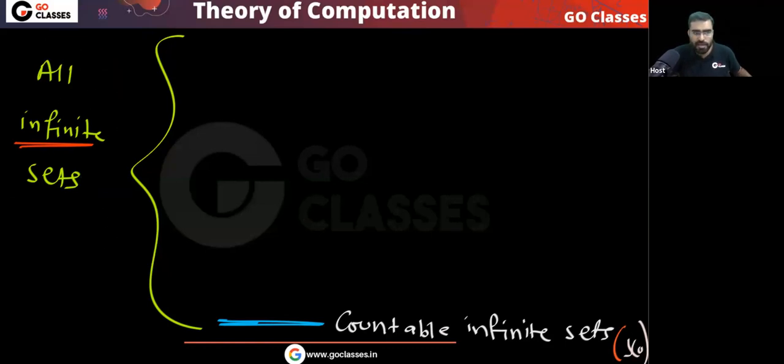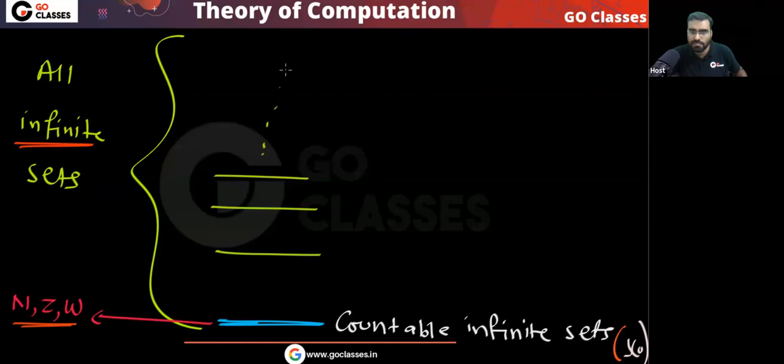He said that among the infinite sets, the lowest level he called countable infinite sets. In this lowest level you have your set of natural numbers, your set of integers, your set of whole numbers. But there are other levels also. Actually there are infinite levels, and we will prove it, don't worry.